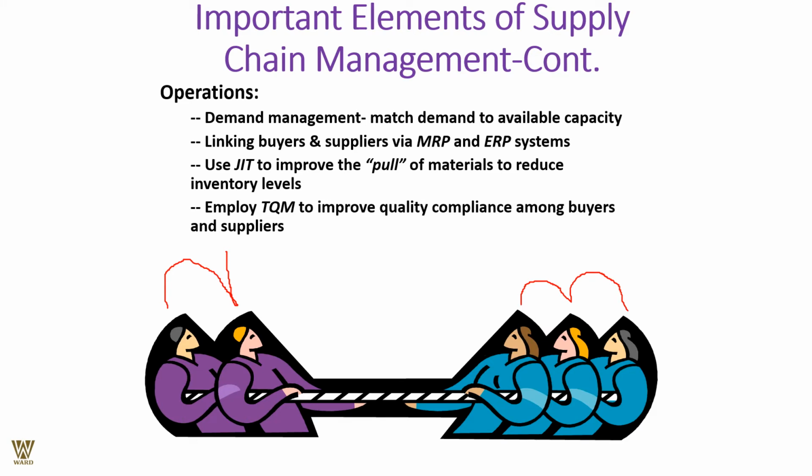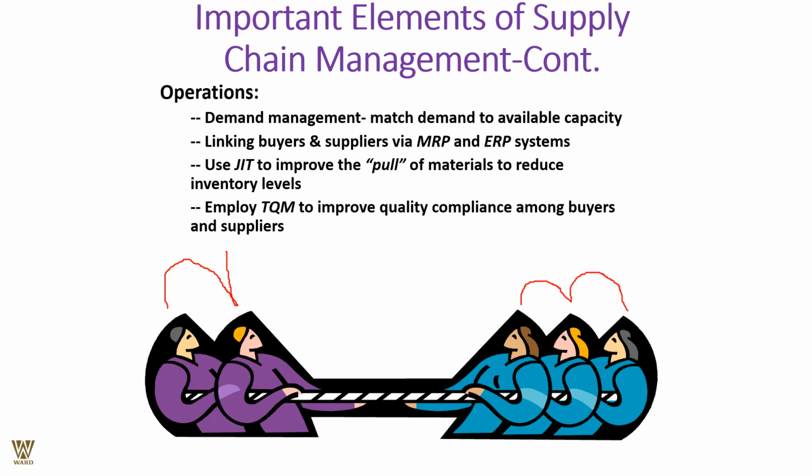So demand management, and matching demand to the available capacity, should be there, linking buyers and suppliers with MRP, material resource planning, and ERP, enterprise resource planning. If we plan for more and the demand is missing, we are only building up our inventory and blocking our capital. But if the demand is more and we are not able to match it with supply, again we are losing business.